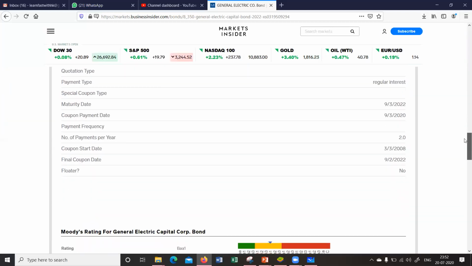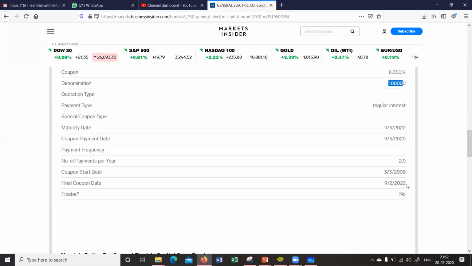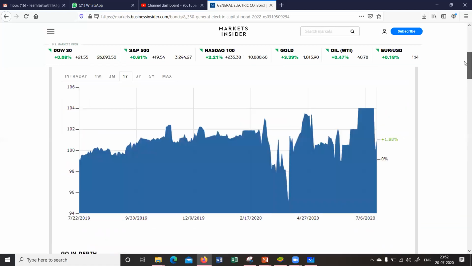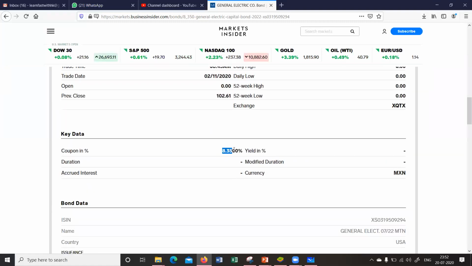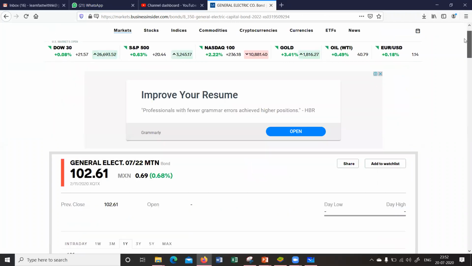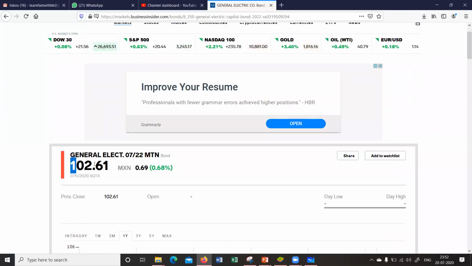So this is how the bond is structured, and it's not a floater. It's a fixed rate bond. It's not a floating rate bond. And I think we have gone through all the details. Now our main focus is going to be on the coupon that the bond is paying and the price at which the bond is trading, because these two things matter a lot when you are calculating the yield to maturity or YTM. And the third thing that will matter is the face value of the bond, which is 100 Mexican pesos. So we are going to take it as 100, which means that after a couple of years, you will get 100 Mexican peso back from General Electric.